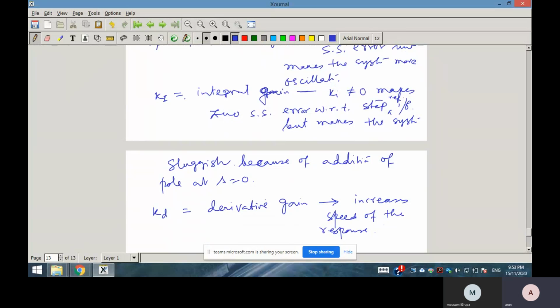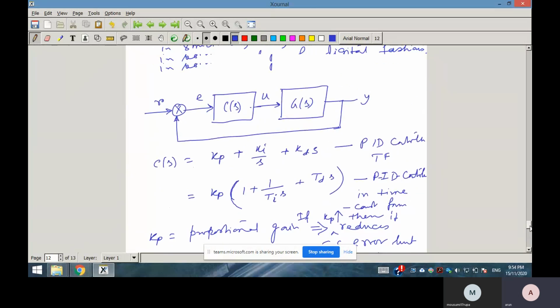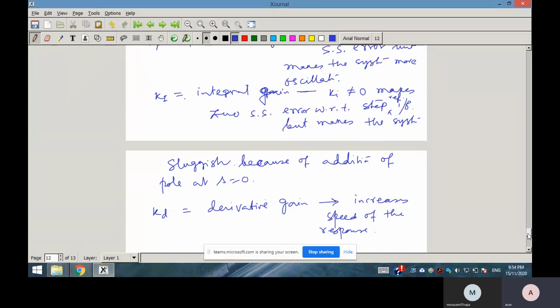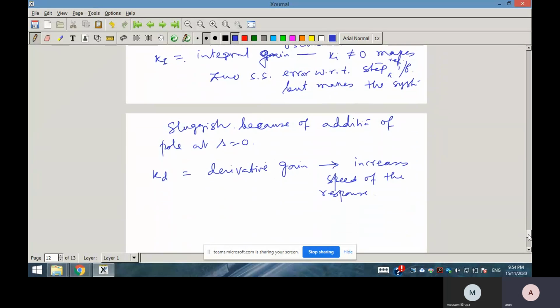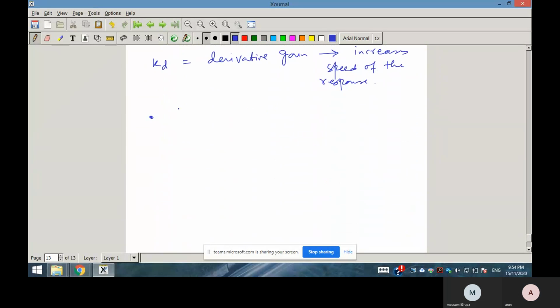So now the tuning of PID parameters. Tuning of PID parameters is very important in industry, because given a plant, how to tune Kp, Ki, and Kd so as to have some desired response. So PID tuning rules are there. PID controllers are widely used.